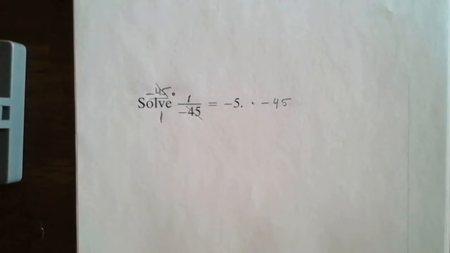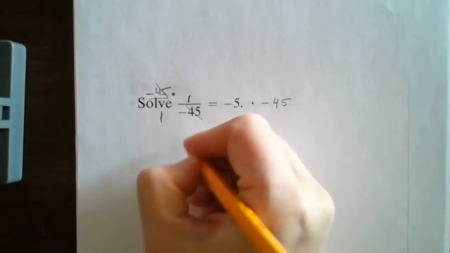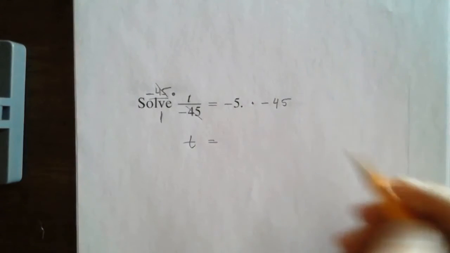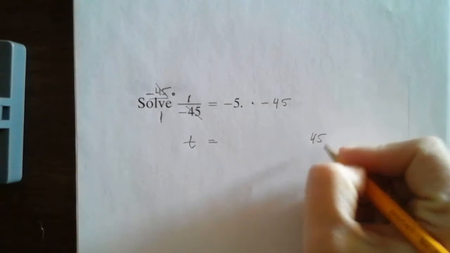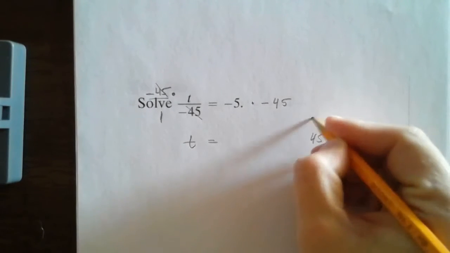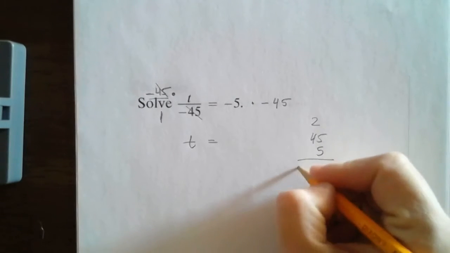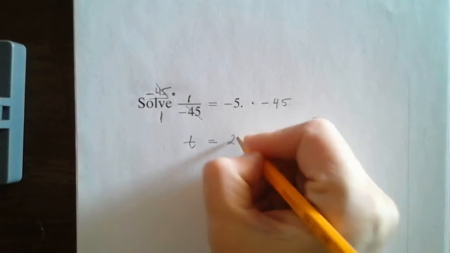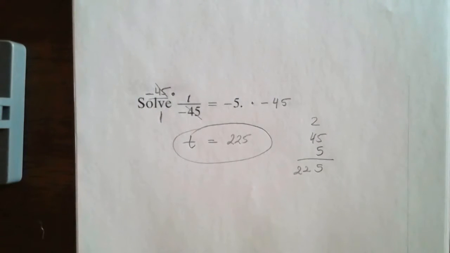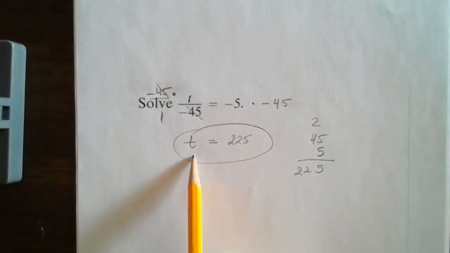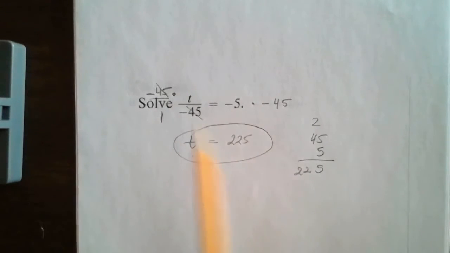So I really want this time to have 1. So now, on the left side, t equals negative times negative is positive. So 45 times 5, that's 225. Okay? If you want to check if it works, go ahead and plug the value into the variable, right? So plug in 225 divided by negative 45 and see if it truly equals negative 5.